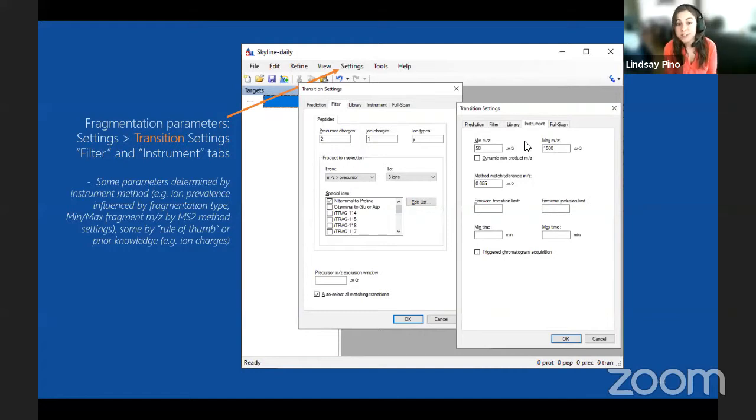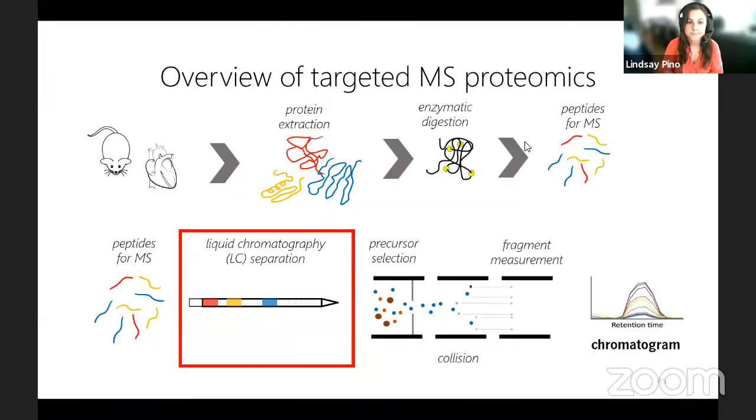There's also these transition settings. So for PRM, we don't have to choose our transitions. Our mass spectrometer is going to measure all of the fragments from a precursor. But if you're working on what's called a triple quadrupole and doing selected reaction monitoring, SRM, or multiple reaction monitoring, MRM, you'll have to decide which fragments you want to measure as well. So I just wanted to point this out for those of you that might be doing triple quad work. Okay, so I'm going to pause here and take a couple more questions.